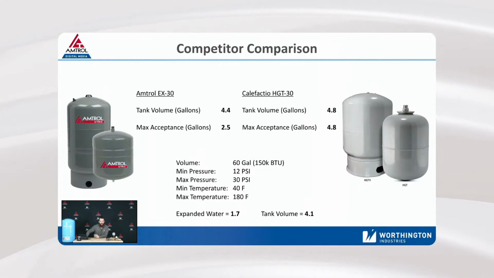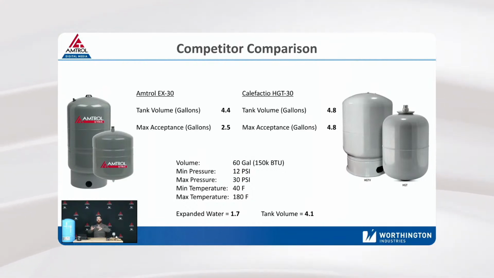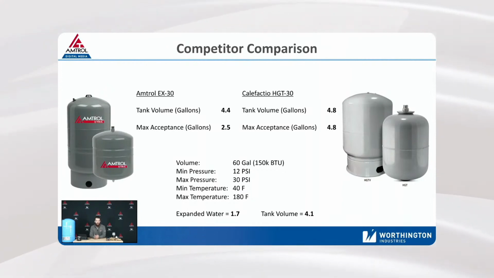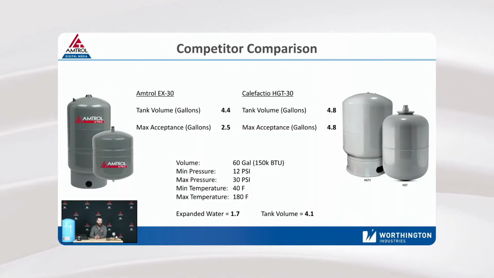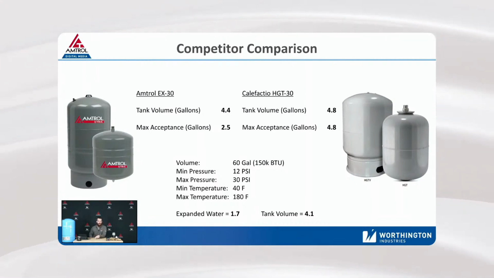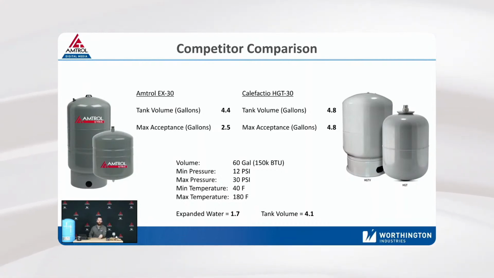So I'm going to give one last comparison. Just try to give a different angle from it. So we did a thermal expansion. I'm going to do a hydronic expansion with a smaller tank. So this is just a residential 4.5 gallon. So we're going to have an EX30 and an HGT30. So again, they're almost similar, or they're very similar, almost the same. But you'll notice that the HGT30 has a full acceptance tank. So they're both 4.8, tank volume and max acceptance.